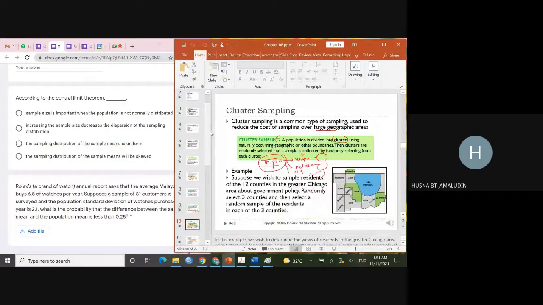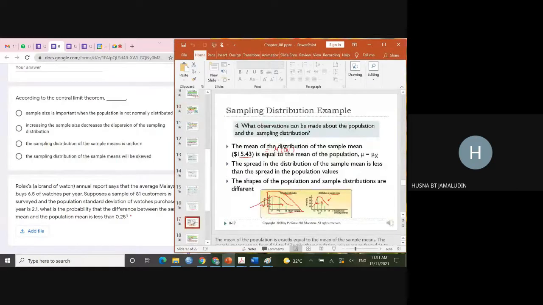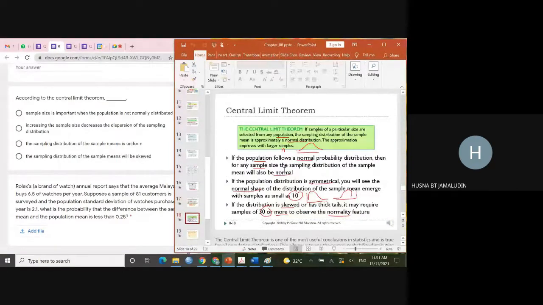Where is the central limit theorem? Okay, let me stick to this. As I mentioned to you, the sampling distribution of the sample mean is approximately a normal distribution. So normally the sampling distribution will be normal, close to normal. Approximate means it is close to normal. And the estimation improves with larger samples. When you have a larger sample, definitely your estimation will be better.